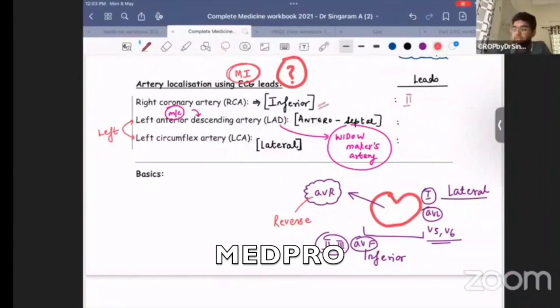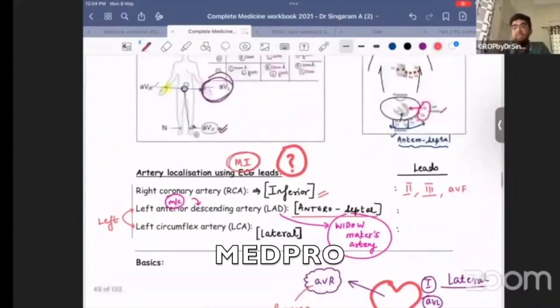Lead 2, lead 3, as well as AVF. That's what you have to remember. Lead 2, lead 3, and AVF. Anteroseptal is for the what? The chest leads only. What are the chest leads? V1, 2, V4. These are the chest leads.